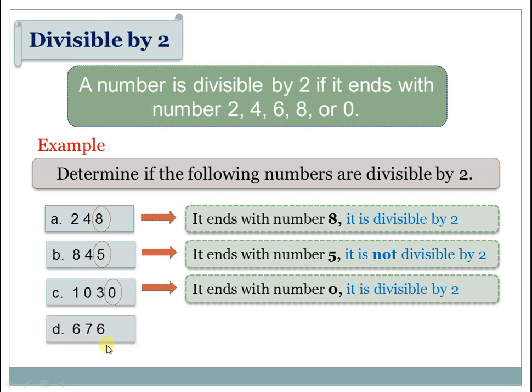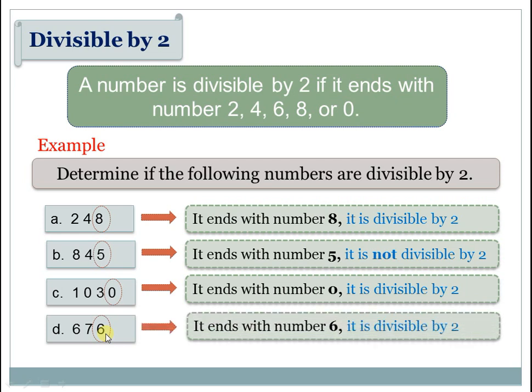And the last one, 676, is it divisible by 2? The last digit is 6. If you answer yes, then you are correct. 676 is divisible by 2. Let's go to divisible by 3.